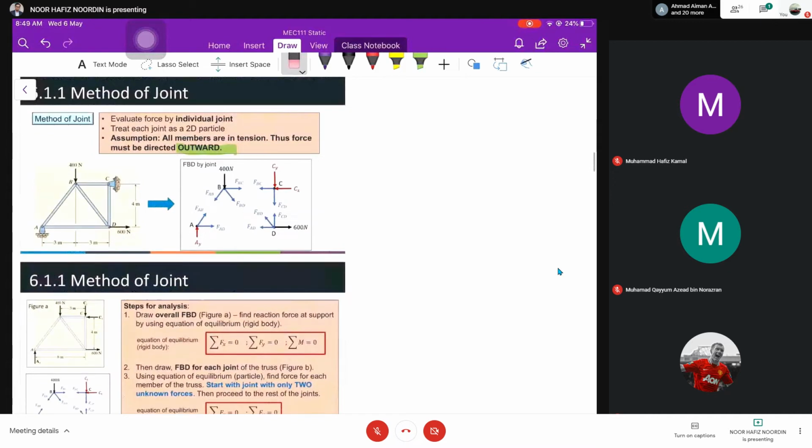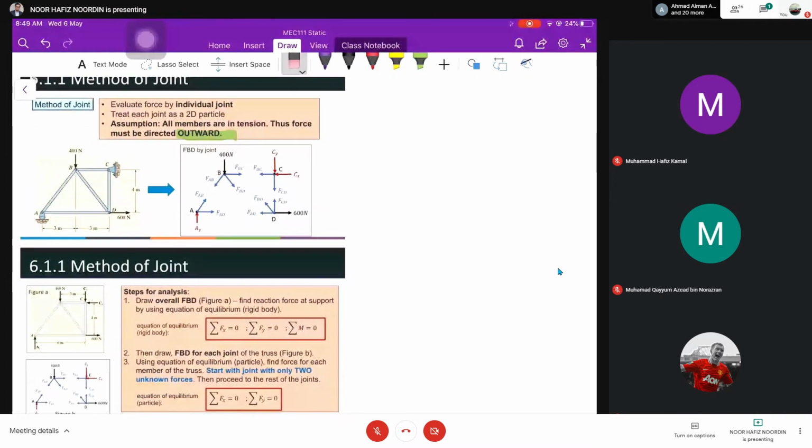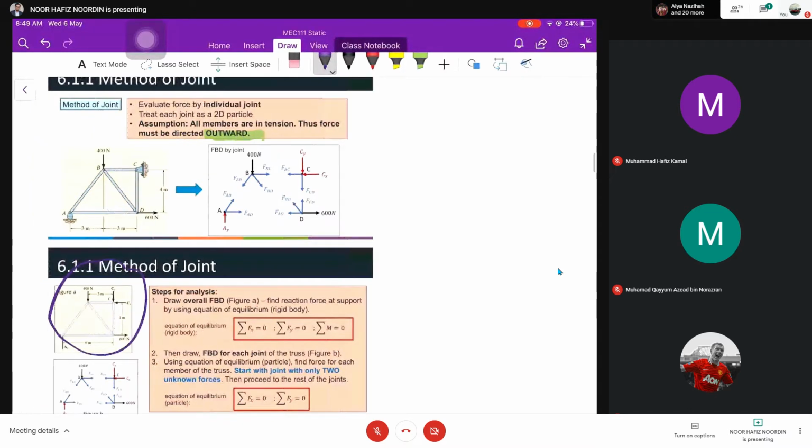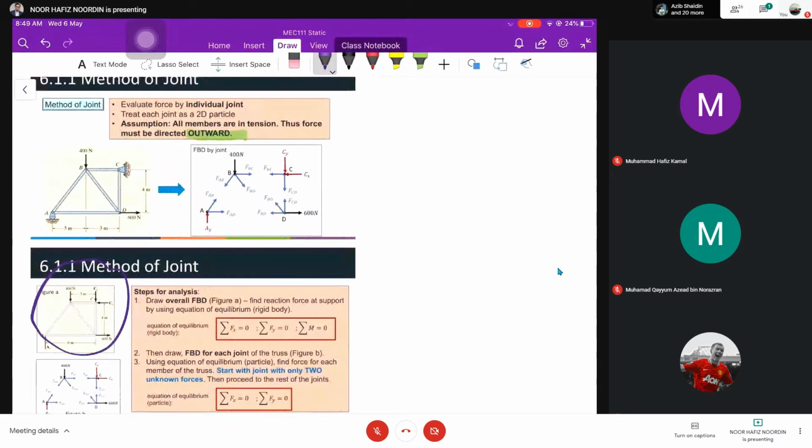And then, what are the steps for analysis for the method of joints? First, draw the overall free body diagram. This is figure A. Actually, figure A is a rigid body. We call it a rigid body. Alright. And then find the reaction force at the support by using the equation of equilibrium for a rigid body.